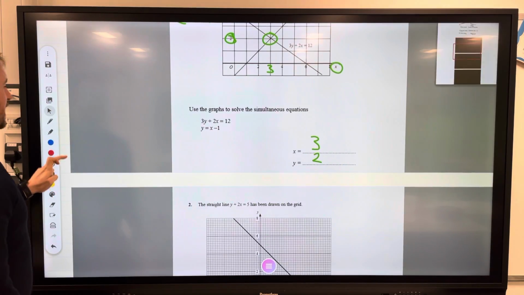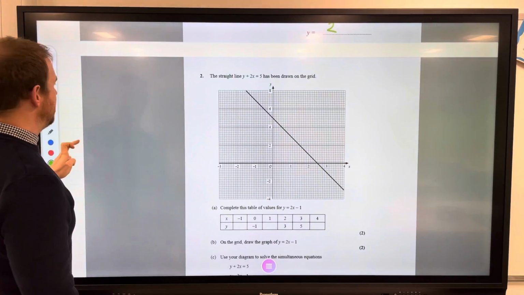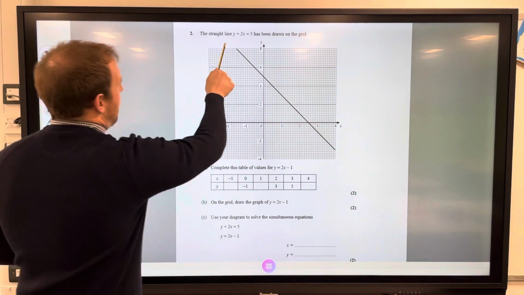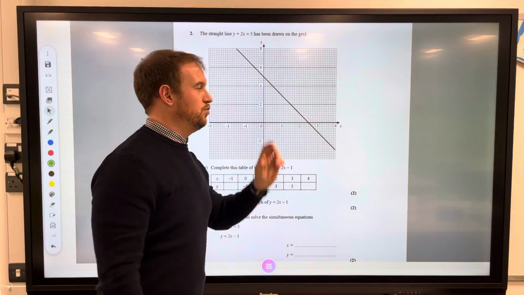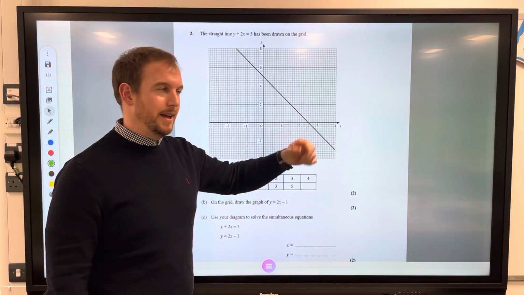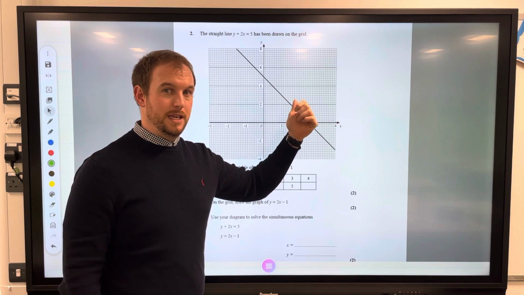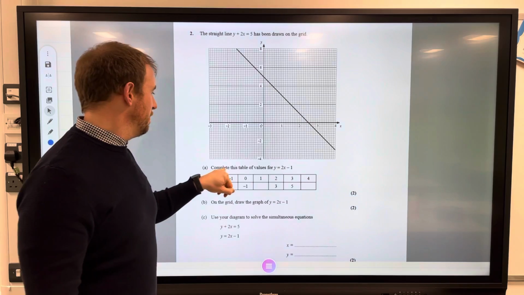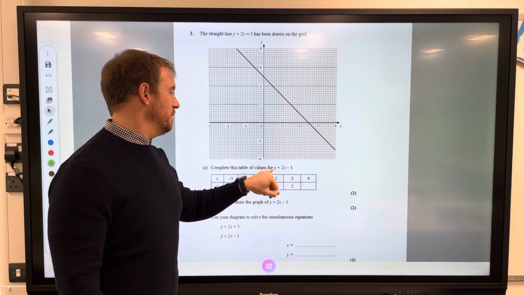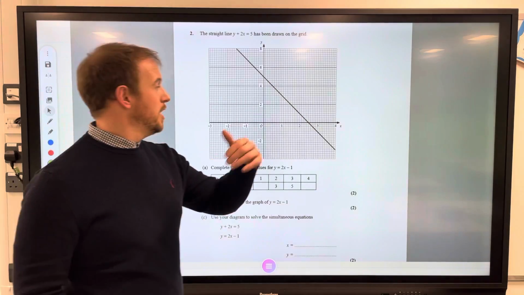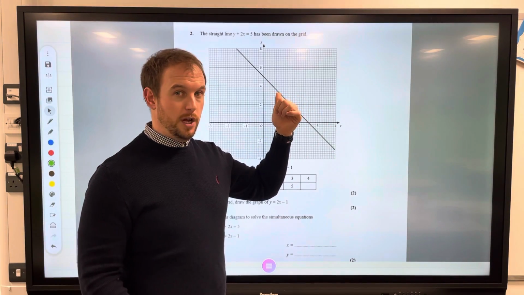So how about then if it's a little bit more difficult like this here? The straight line y plus 2x equals 5 has been drawn for you. Lovely, but I can't see the other one. The other line on the last one was easy because it was there for us and we just found the coordinate. Complete this table for the values y equals 2x minus 1.